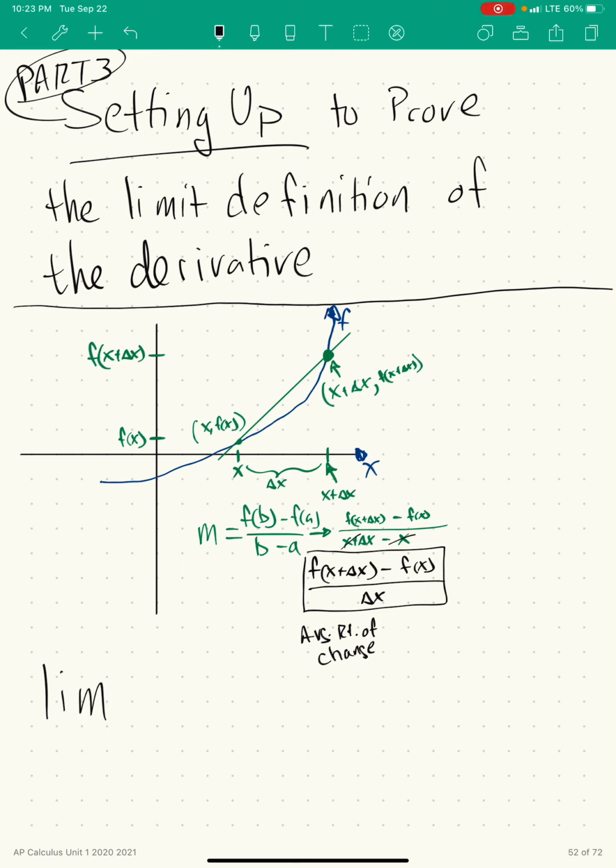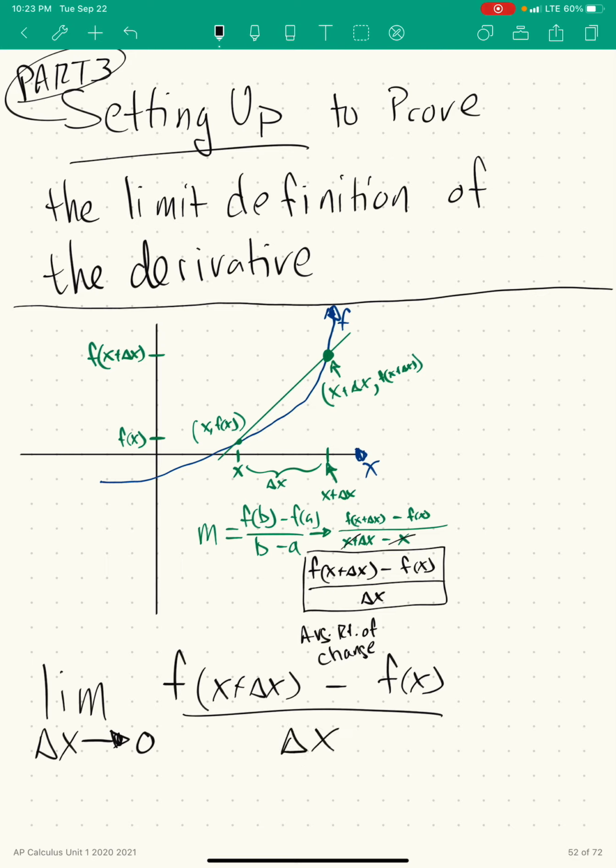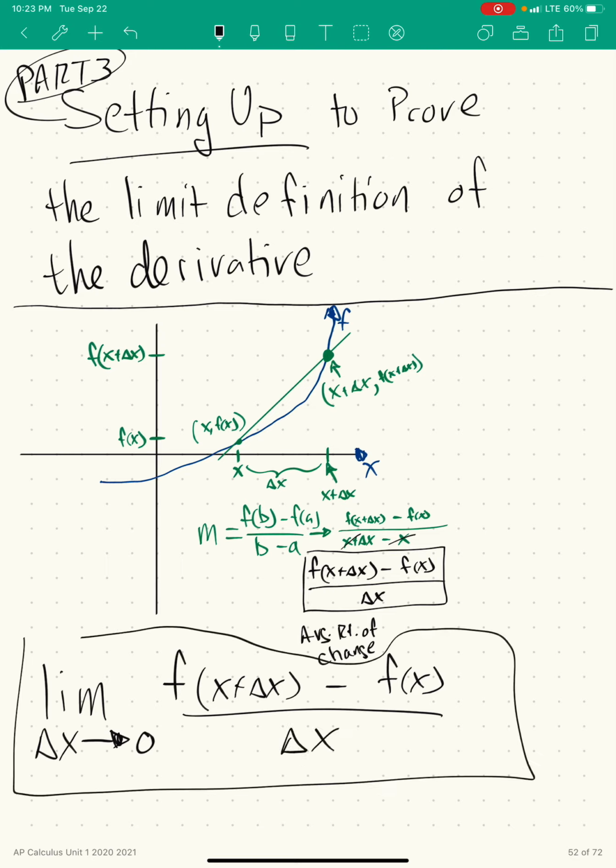Well, ladies and gentlemen, we have talked about the limit, right? And what we're asking you to do here is get delta x closer and closer to 0. Get the distance between those two x values as close as possible to be 0. So in terms of a limit, we would say the limit as delta x approaches 0, and we would just write f of x plus delta x minus f of x all over delta x. And this, ladies and gentlemen, that is the limit definition of the derivative.